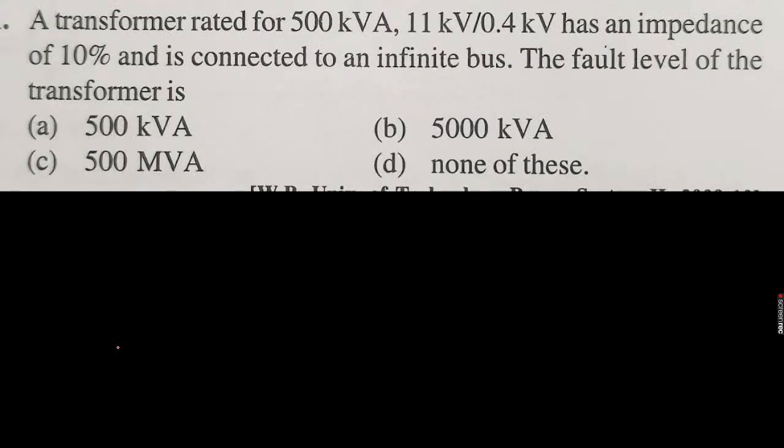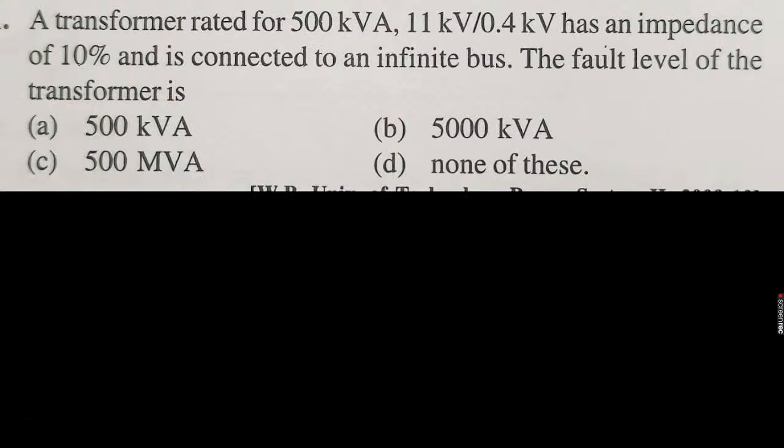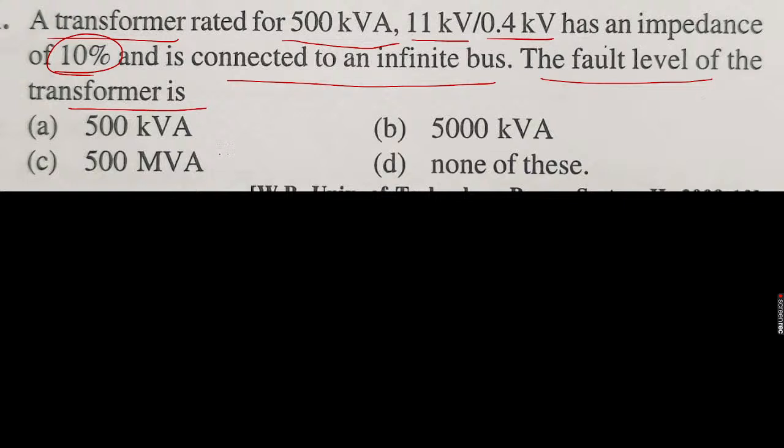Okay, sir. Let us go ahead with the next question. Given a transformer rated 500 kVA, 11 kilovolt, 0.4 kilovolt, which has an impedance of 10 percent once again, and it is connected to an infinite bus. Now the question is, the fault level of the transformer is dash. What is the fault level in MVA? That is the question.